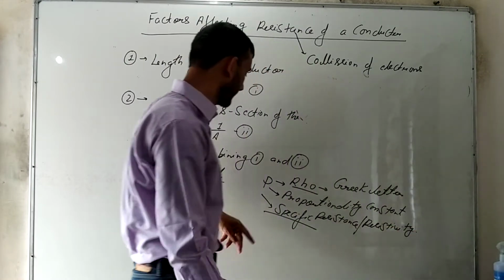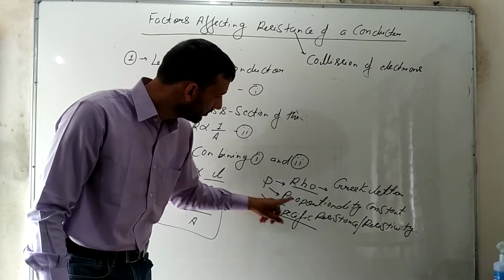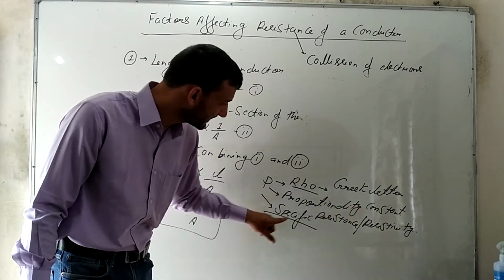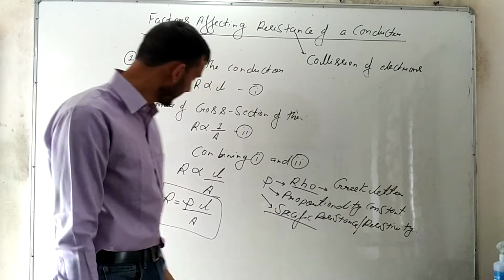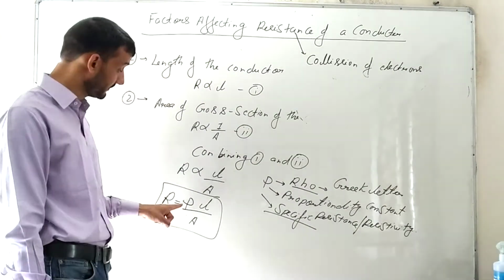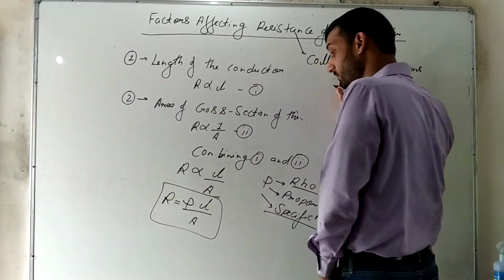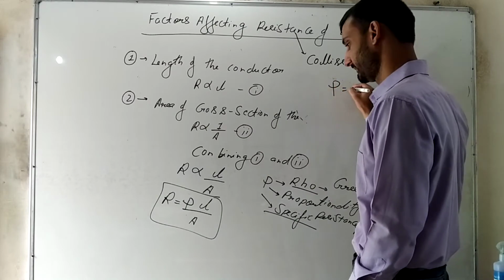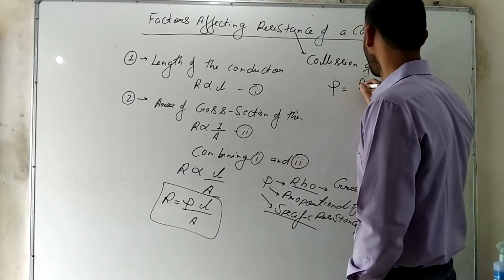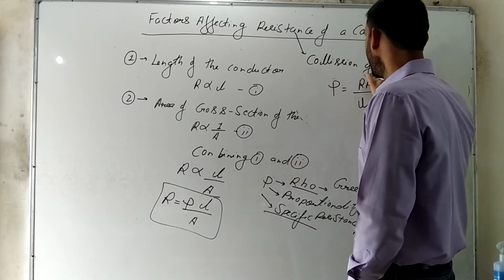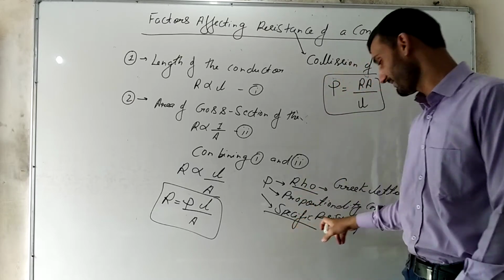So look at this: rho, Greek letter, proportionality constant, rho, specific resistance or resistivity. So this is rho here. If I write the formula for rho, it will be what? Rho will be RA upon L. Now as the name is telling you, it is a specific.